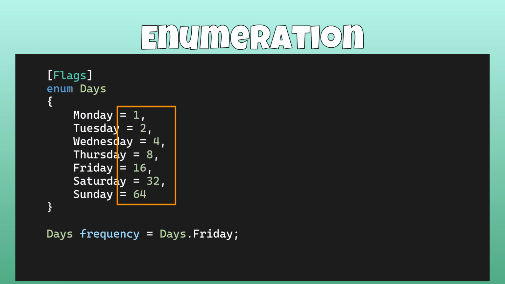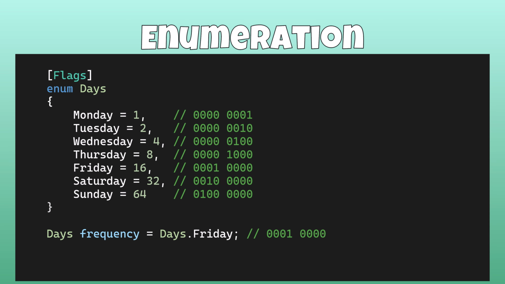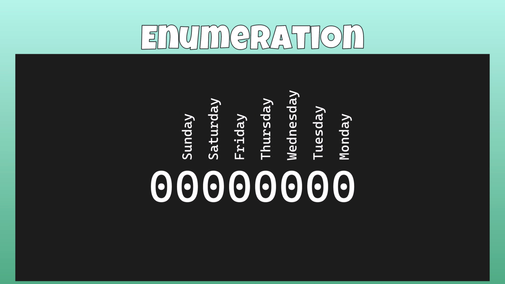If you look closely at the binary representation of these numbers, we can see that only one bit is set to 1 for each number. This indicates which value is selected. As soon as the bit has the value 1, the corresponding value is considered to be selected. If you only want to select Monday, you can represent it in this way.